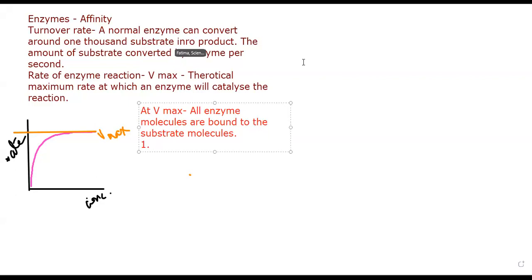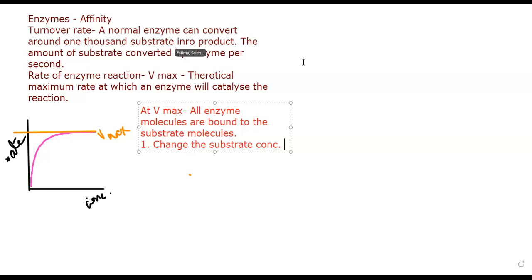To calculate the Vmax, we will have to do a few steps. Step number one, we will have to measure the rate of reaction at different substrate concentrations. So I will change the substrate concentration, I'll keep on increasing it. I'm going to take it from, let's say, 0 mole per dm cube, then I increase it to 5 mole per dm cube, 10 mole per dm cube, 15 mole per dm cube.